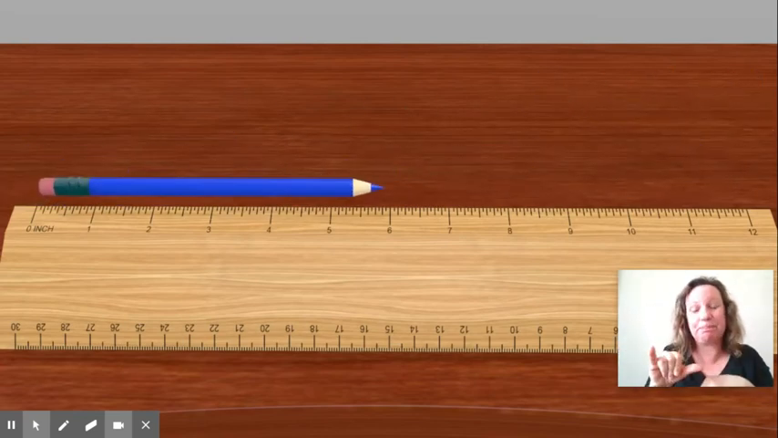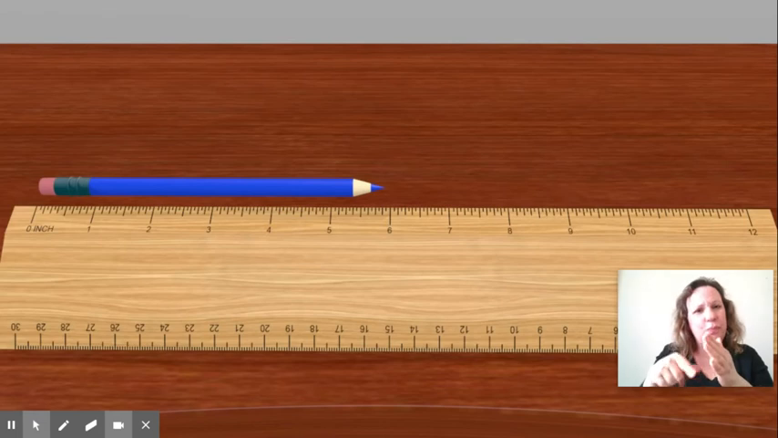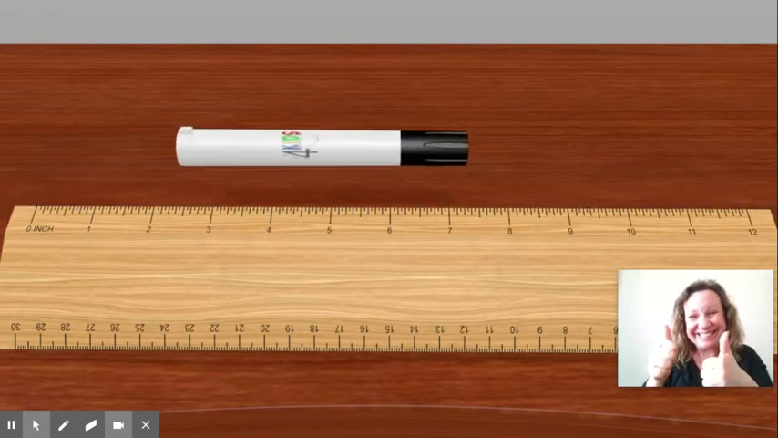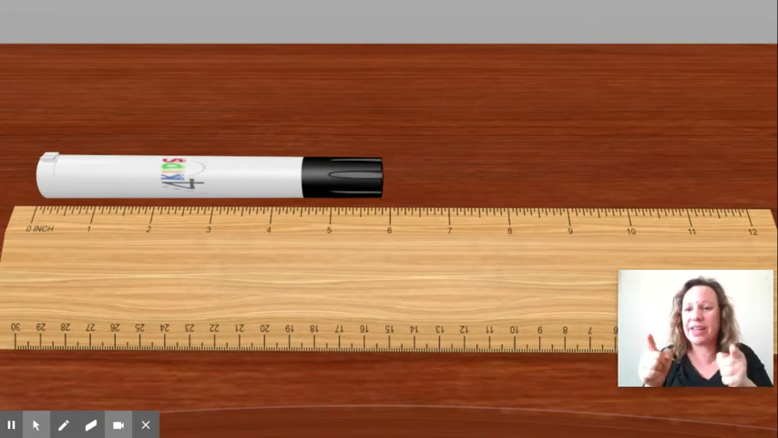Here we have a pencil, and we need to measure the length. We will be measuring to the nearest whole number. Can you tell me the length of the pencil? The pencil is 6 inches long. Great job! Here we have a marker. How long is it? The marker is 6 inches long.